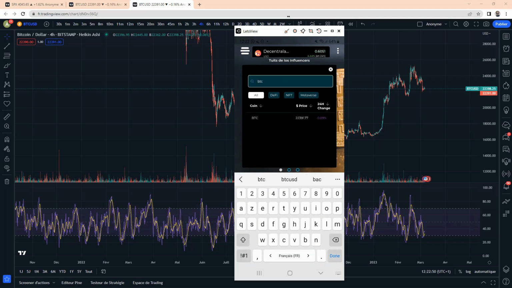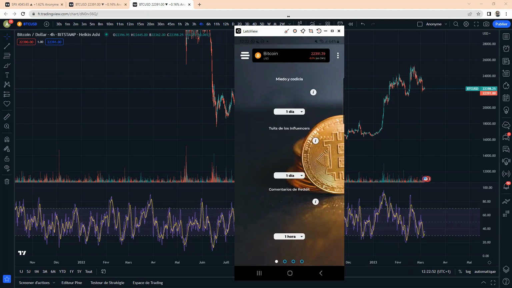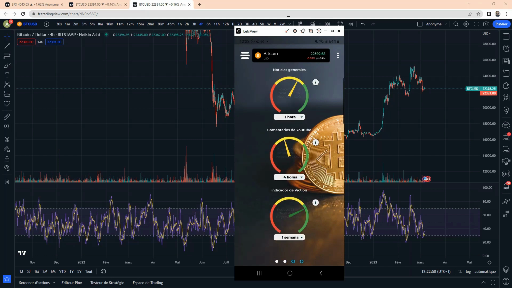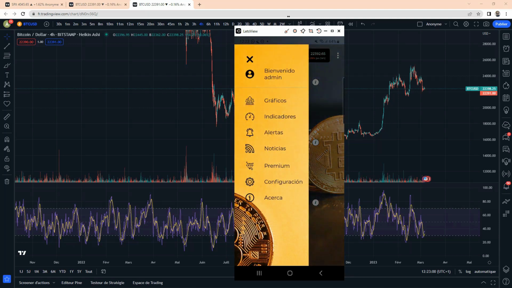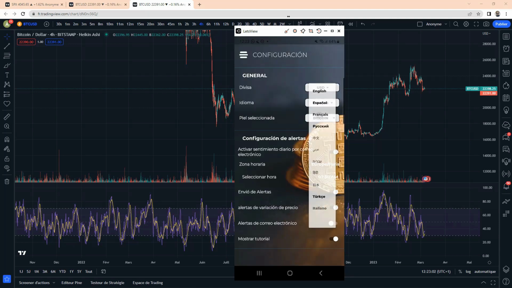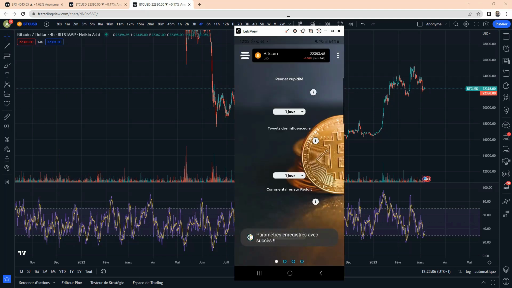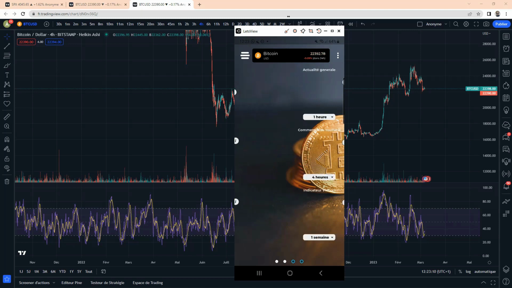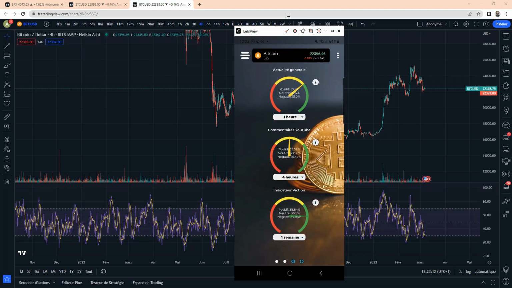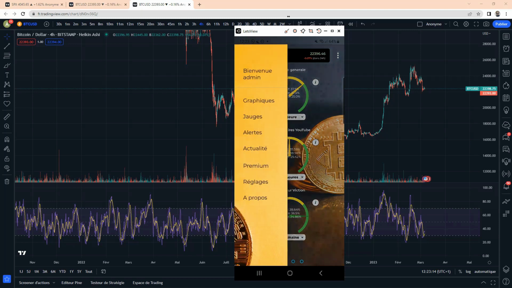BTC. Miedo y codicia. As you can see, it's for Spanish, so for hispanohablantes, and you've got French, pour les français. Voilà. As myself. Actualité générale, indicateur, etc.